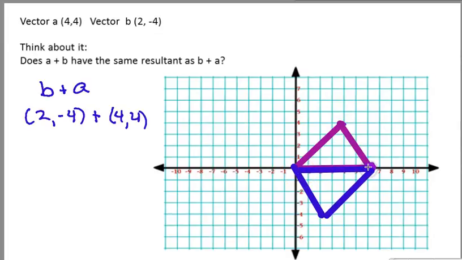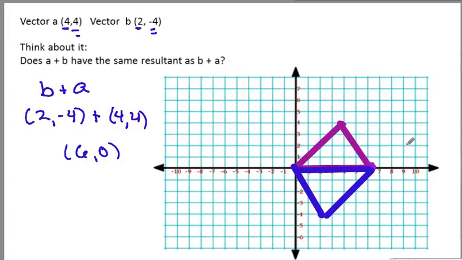So that's where I end up. There's my resultant. Although the path is different, with A plus B we followed this path, with B plus A we followed this path, the resultant is the same. We still end up at 6, 0. And if you think about it, addition is commutative. Remember the shortcut, adding these and then adding those. Addition's commutative, it doesn't matter what order you add in, you're always going to get the same answer.